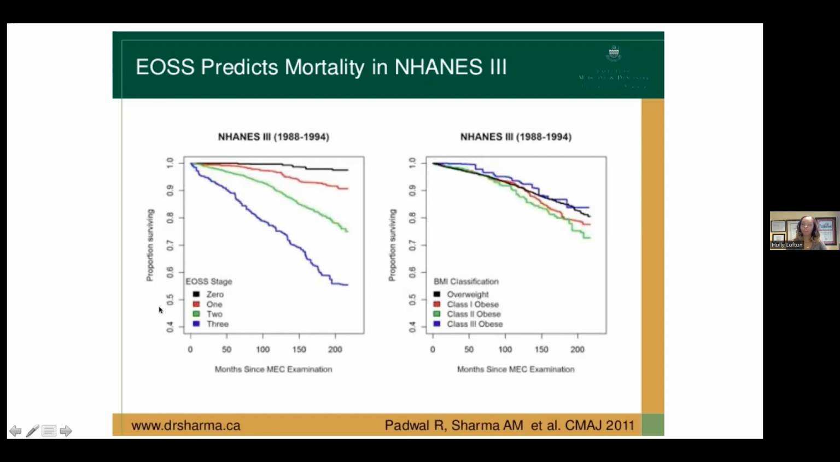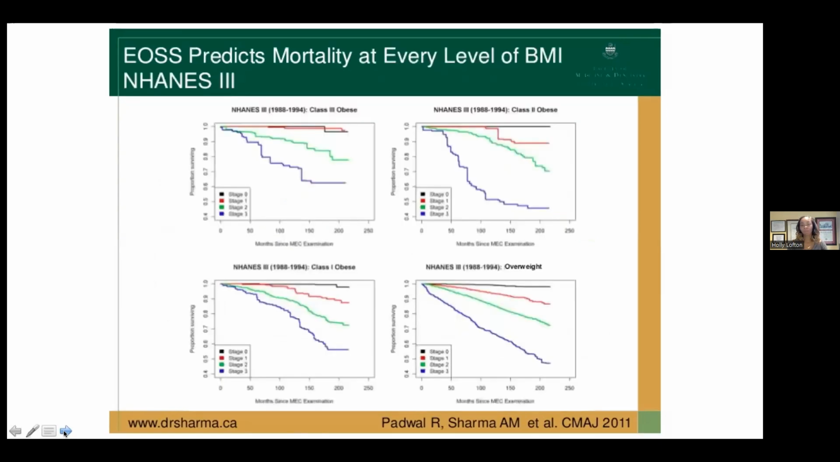And I'll just note, I borrowed these slides from Dr. Sharma, who developed the Edmonton obesity staging system. And it's named that way because he practices in Edmonton, Canada. And you see at every different level of BMI, the EOSS really is correlated with mortality. So again, this is another factor that we're using to consider not only treatment options, but severity of obesity and how aggressive we should be with different treatments for patients with obesity.